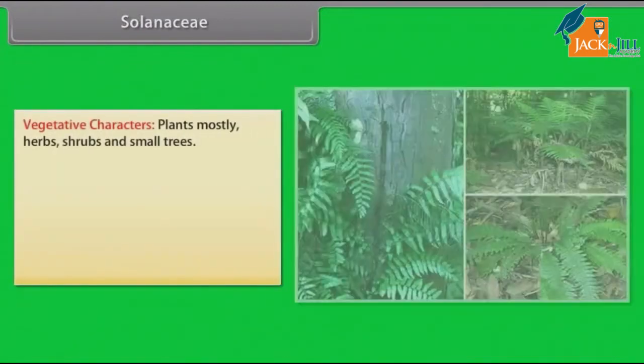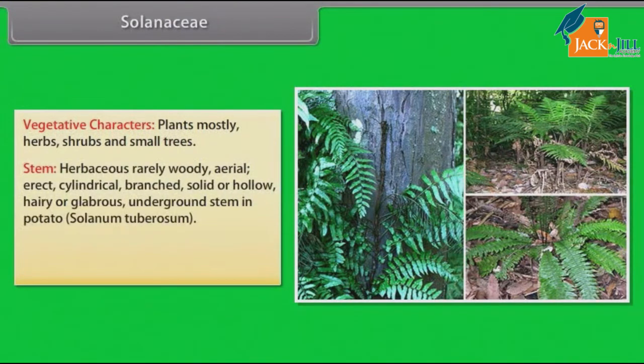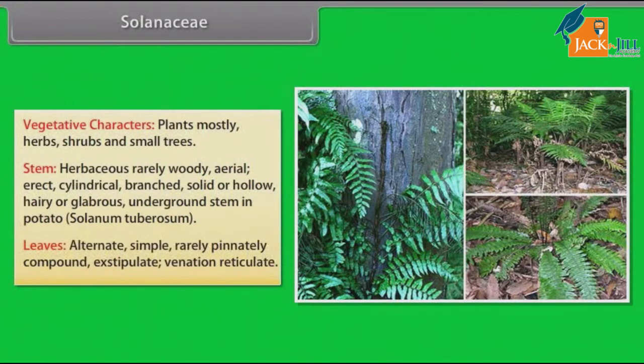Vegetative characters. Plants mostly herbs, shrubs, and small trees. Stem herbaceous, rarely woody, aerial, erect, cylindrical, branched, solid or hollow, hairy or glabrous; underground stem in potato, Solanum tuberosum. Leaves alternate, simple, rarely pinnately compound, exstipulate, venation reticulate.